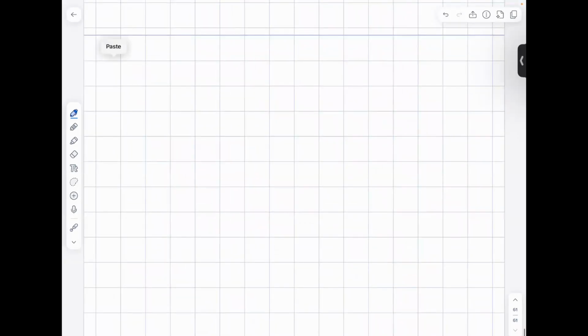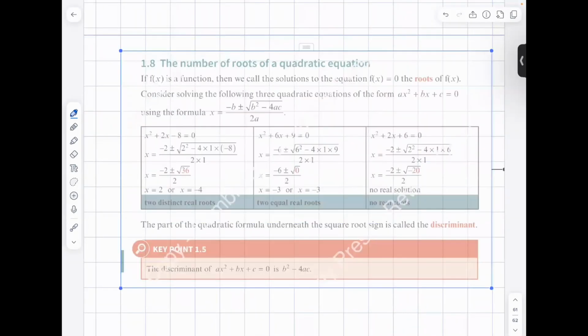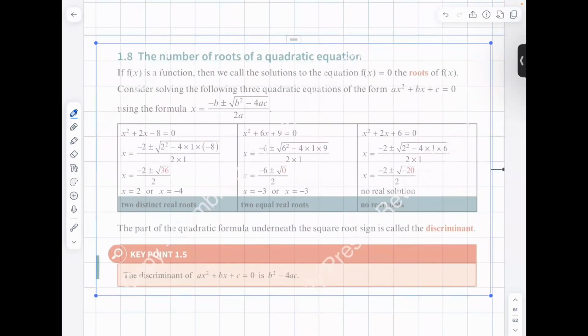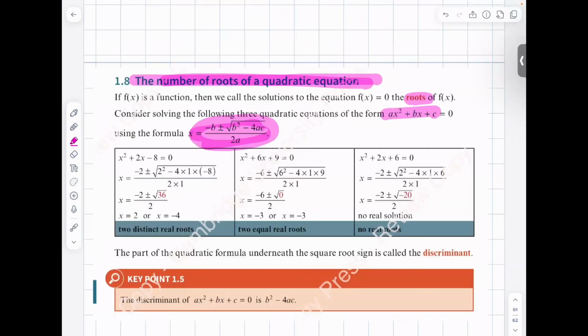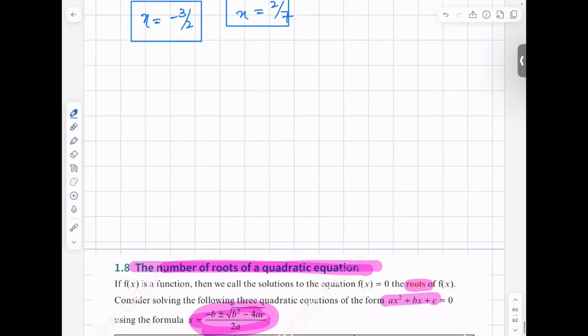So here you go. We are discussing now the number of roots of the quadratic equation, right? We have a quadratic function. The roots of the function are what we get by using maybe the quadratic formula or middle term breaking or completing the square. But there is a thing that helps us determine how many possible roots we are going to get. So first, let's see how many possible roots there are.